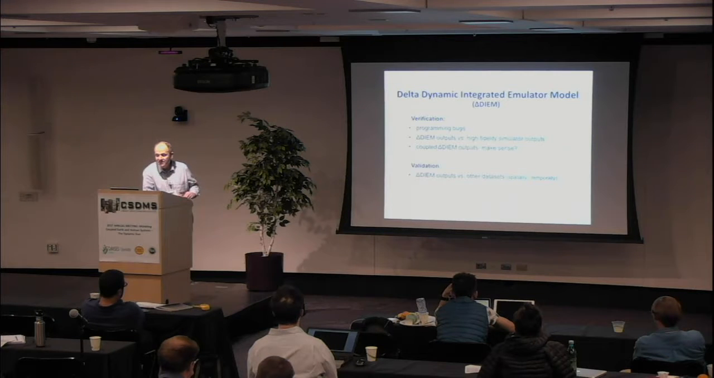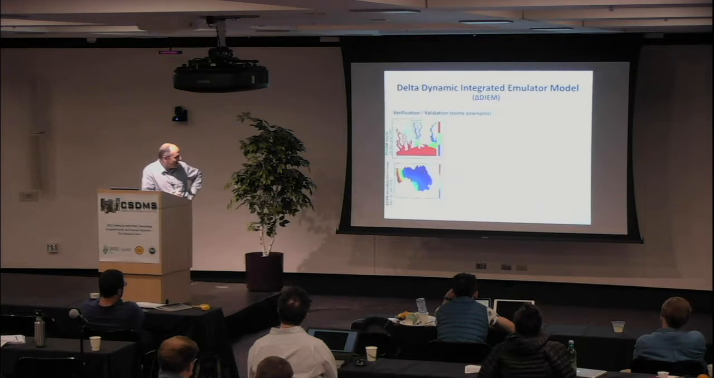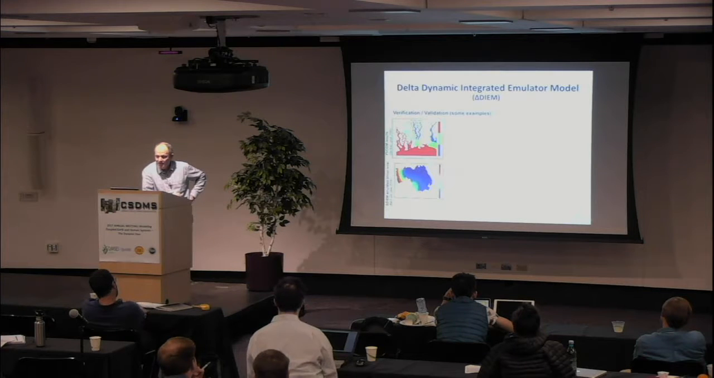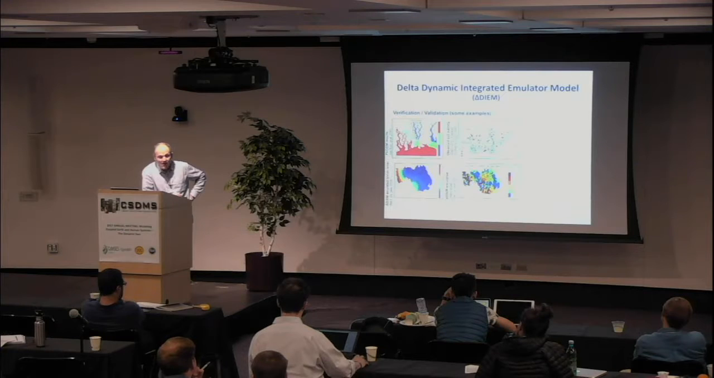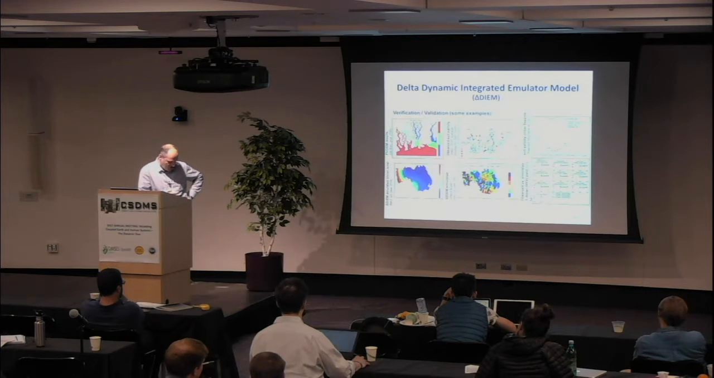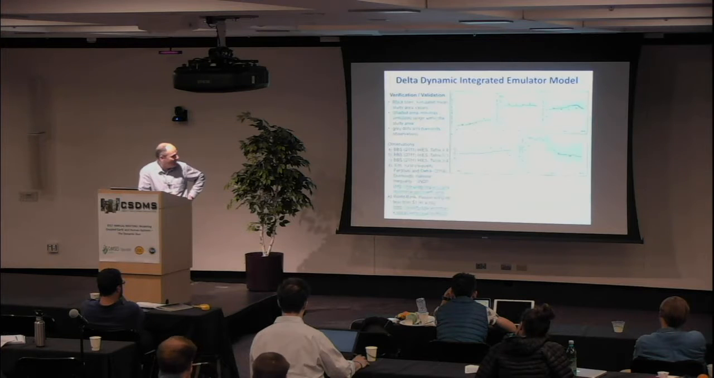Obviously, verification and validation are critical, looking for bugs, and also checking it against other data sets. And here are some examples of validation. This is comparing Ethicom with Delta DM for salinity, that's for surface water salinity, for soil salinity, and then for crop production. I'm whipping through these very fast, but just giving you a flavor here.